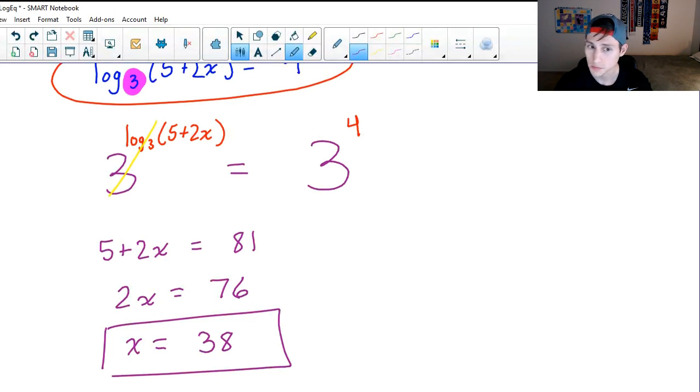And so that's method 2. Use exponential. Okay, that didn't take as long as I thought it would.